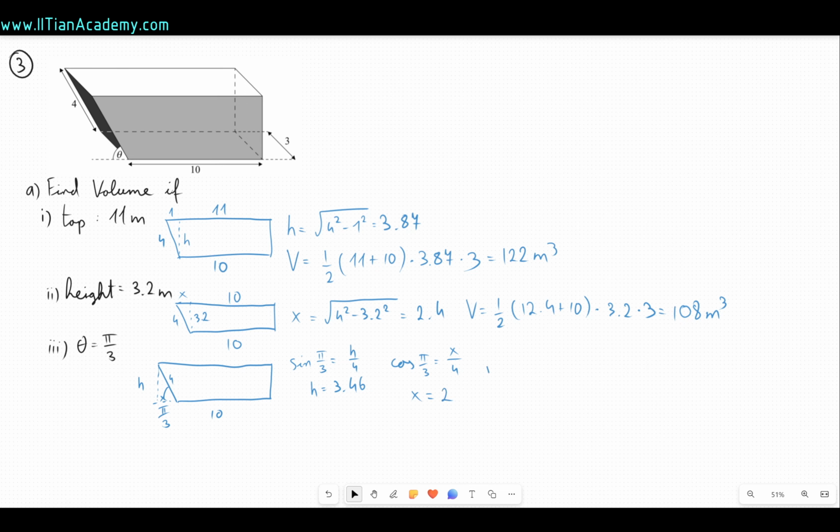And then again we use the same volume formula, so 1/2 times 10 plus x, so 12 plus 10, multiplied by the height, which was 3.46. And we again multiply by 3 to find this to be 114 meters cubed.